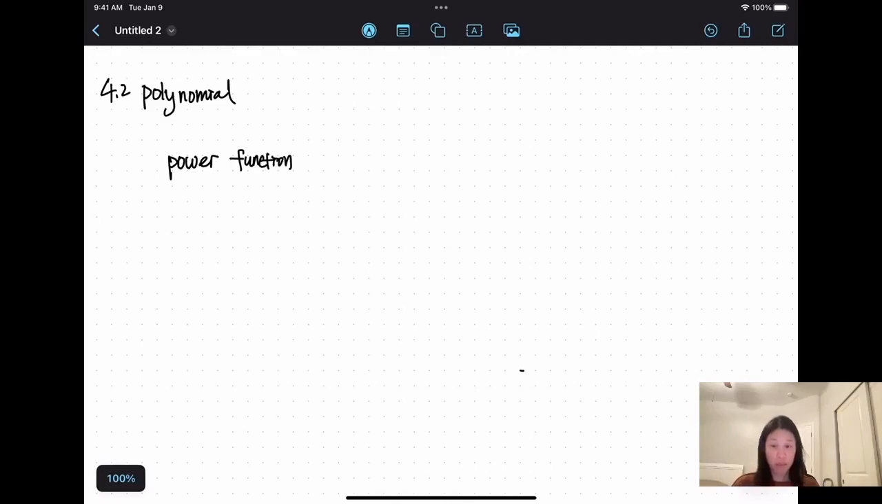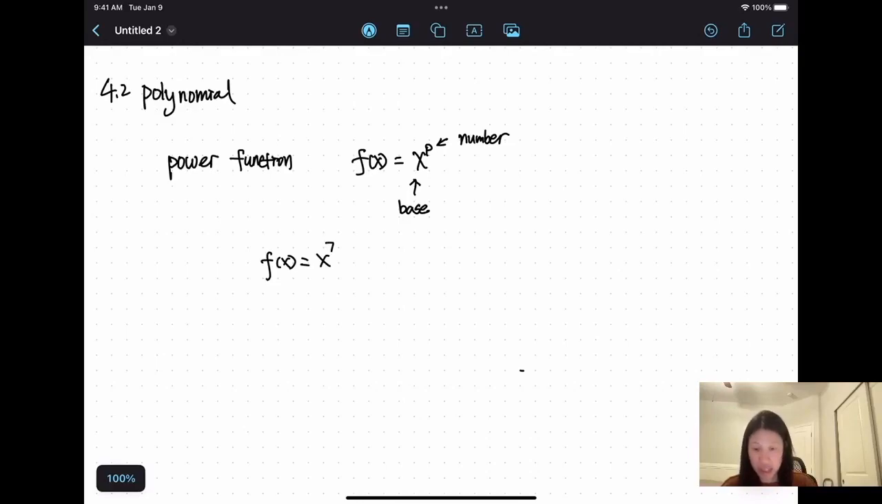If a function can be represented in the form of f(x) equals x to the p power, we call this a power function. This is the base, where the base is a variable, and the exponent is a number, p. For example, f(x) equals x to the 7th is a power function. f(q) equals q to the 8th is another power function, where q is our variable. Or g(t) equals t to the 5th power is also a power function.